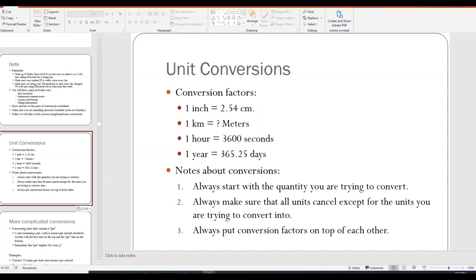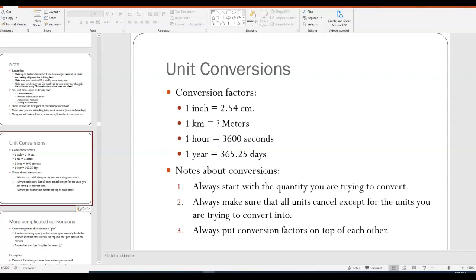Okay, so in the last video we talked about basic unit conversions. We applied those to both SI prefixes and actual unit conversions. And in this video we're going to talk about more complicated unit conversions. And then after that you should be able to totally and completely finish your unit conversion worksheet.